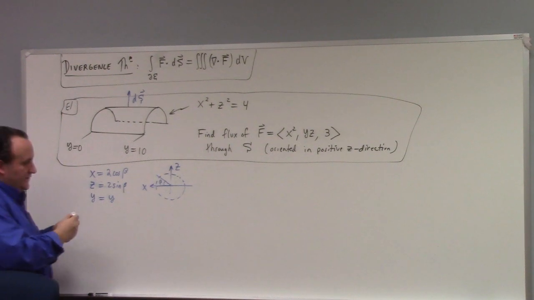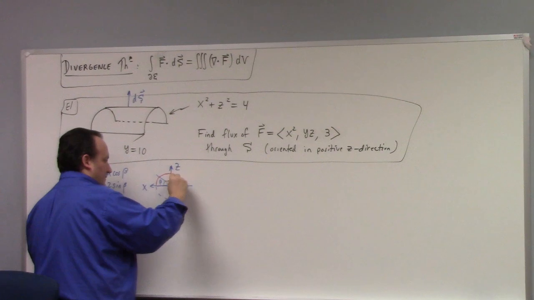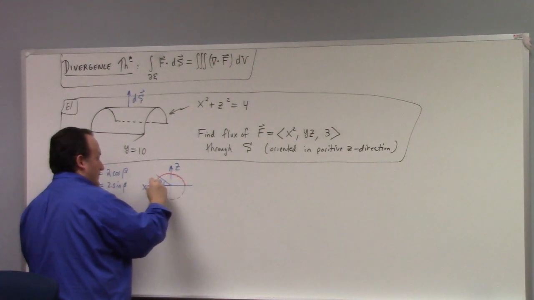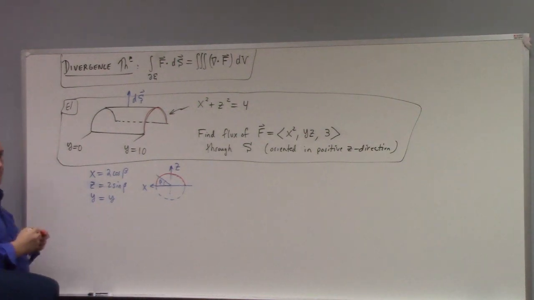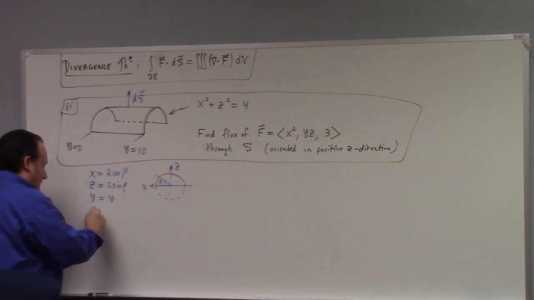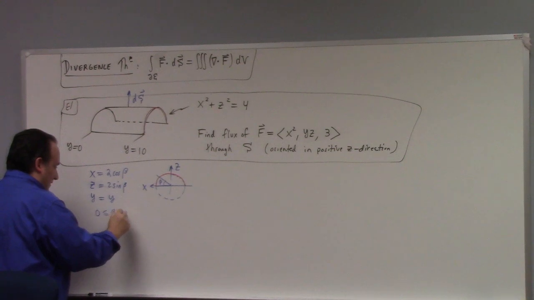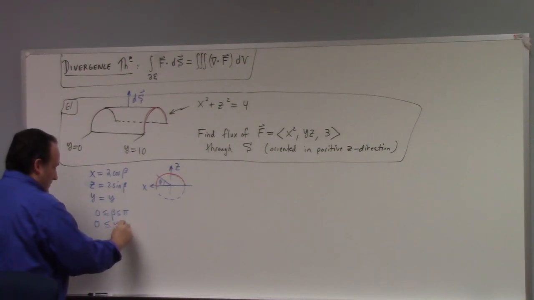Let me just point out that the surface in my two-dimensional picture looks like this, all right? That's essentially this kind of curve. My main point for drawing this is to explain that we want beta to range from what to what? You guys tell me. 0 less than or equal to beta, less than or equal to pi. And y goes from 0 to 10.